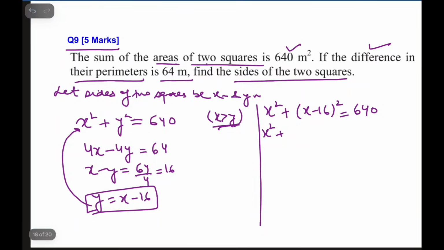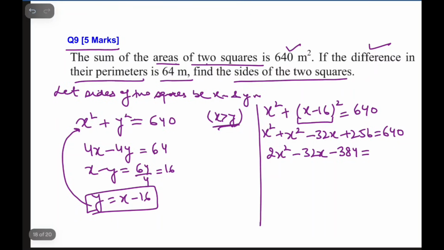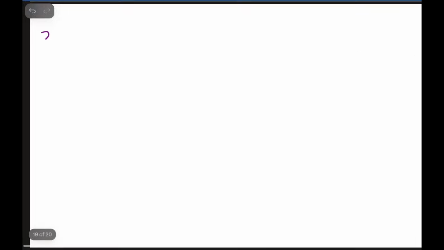Here we will apply the formula of a minus b whole square. So it will be x square minus 32x plus 256 is equal to 640. So 2x square minus 32x minus 384 is equal to 0. Or we can take 2 common, it will be x square minus 16x minus 192 is equal to 0. Now we will be solving this quadratic.